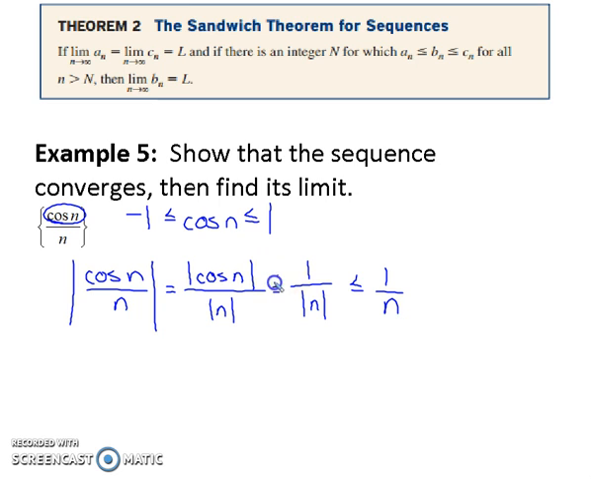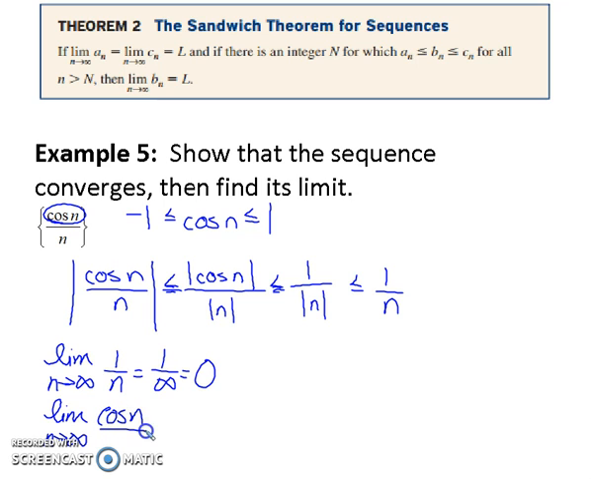So I should probably write these like this, because it's a sandwich: less than or equal to. So 1 over n is essentially the same as cosine n over n as we continue to write more and more terms out. So the limit as n approaches infinity for 1 over n is 0. Then by the sandwich theorem, the limit as n approaches infinity for cosine of n over n is also 0. So cosine of n over n converges to 0.